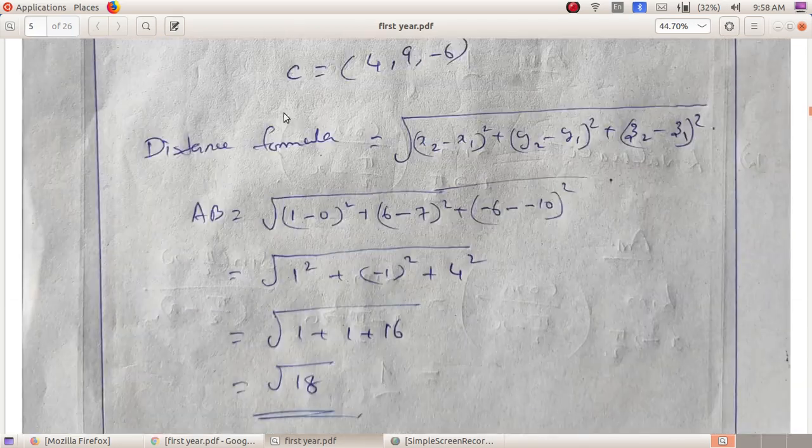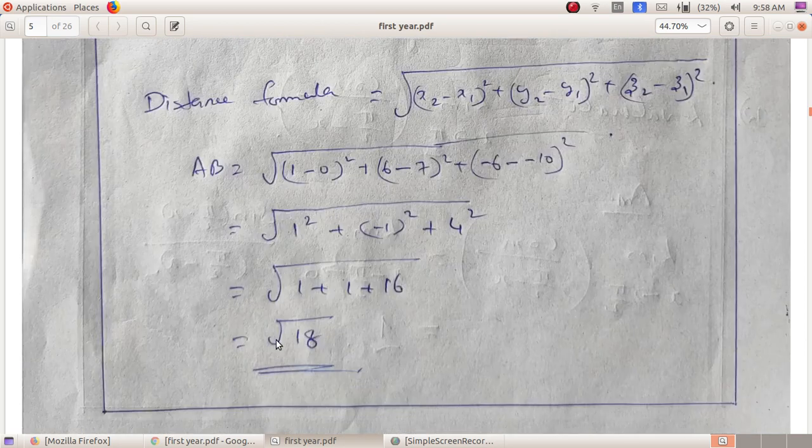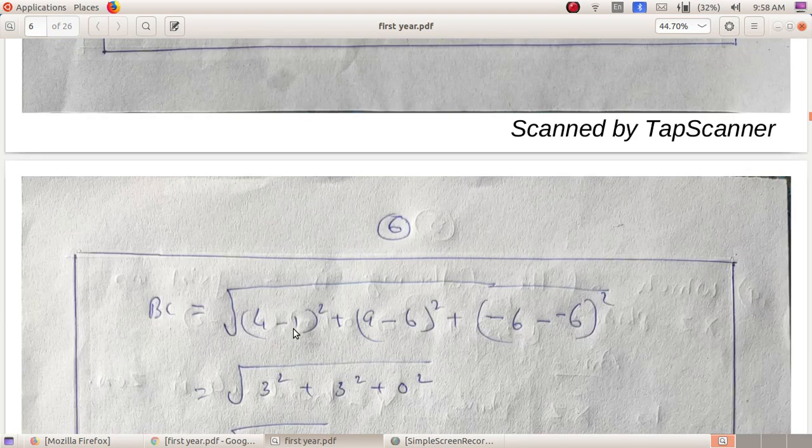Okay. Now we have seen AB and BC. Then no need to find AC because what? In a triangle, if two sides are equal, that's here AB and BC are same, then there is no need of finding AC. Only two sides are equal here. Therefore, it is an isosceles triangle.